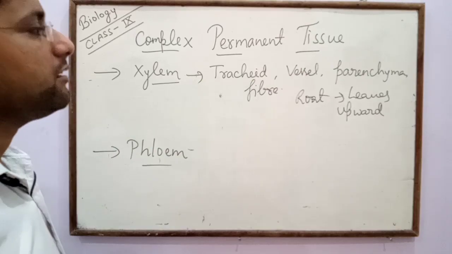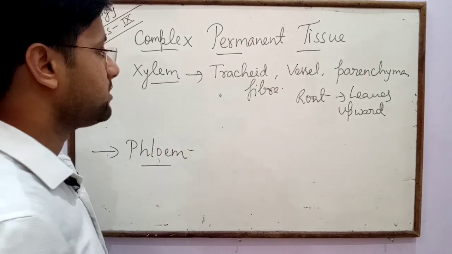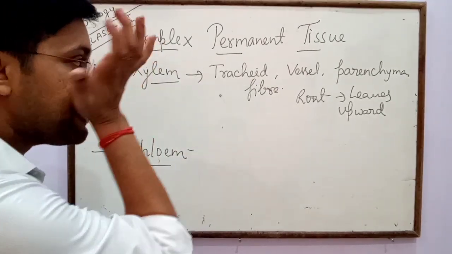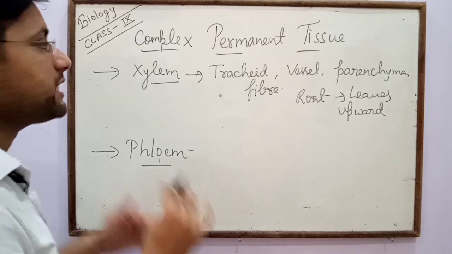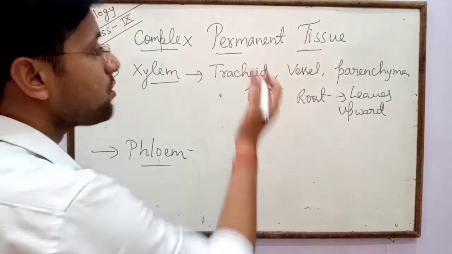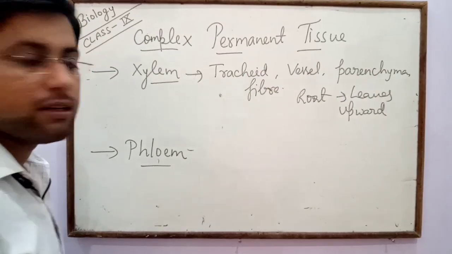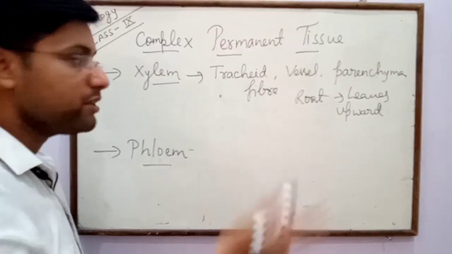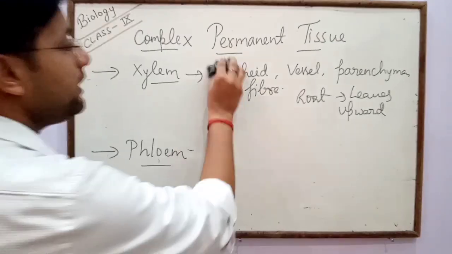In xylem, the main parts, that is the trachea, vessel, parenchyma, and fiber, help in the conduction of water, and with the help of all these parts, xylem conducts water only in the upward direction, meaning only from root to leaves.